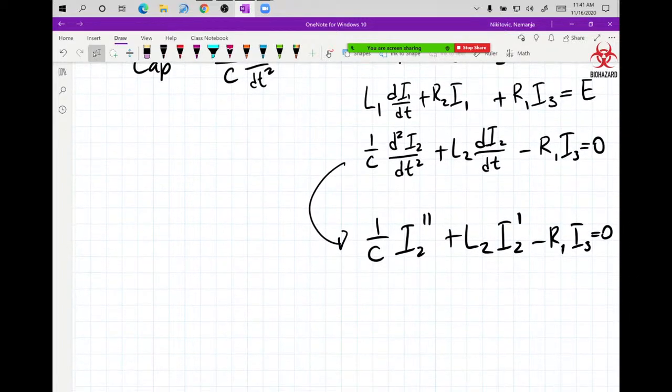Now, this would be somewhat equivalent to having an equation like A x double prime, right, plus, I don't know, B x1 prime, x2 prime, minus C x3 equals 0, right? So you see that it still depends on the solutions, right? X1, x2, x3. In our case, I1, I2, I3. It's just that, again, there's a reason why electrical engineering is 75% mathematics and 25% double E classes.